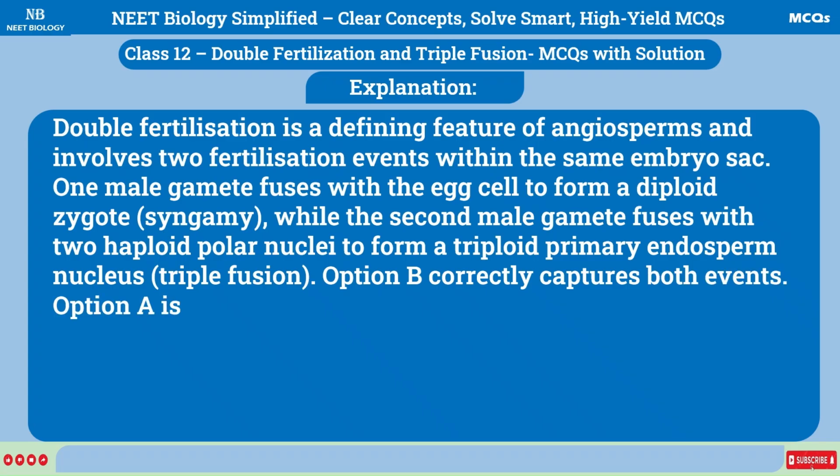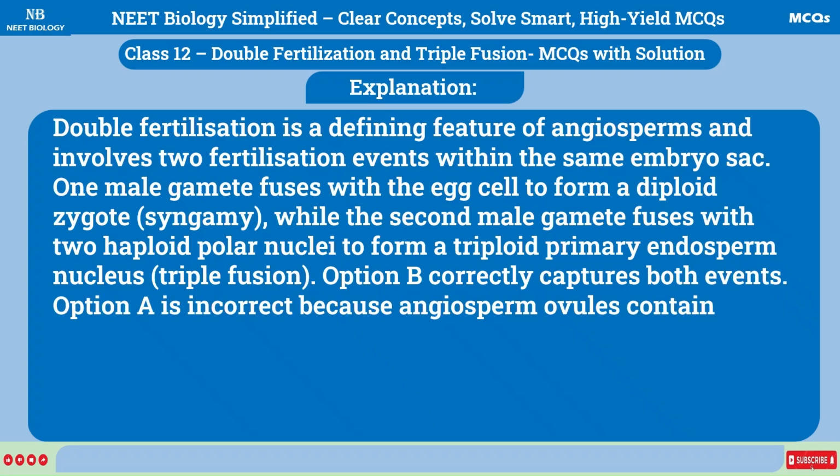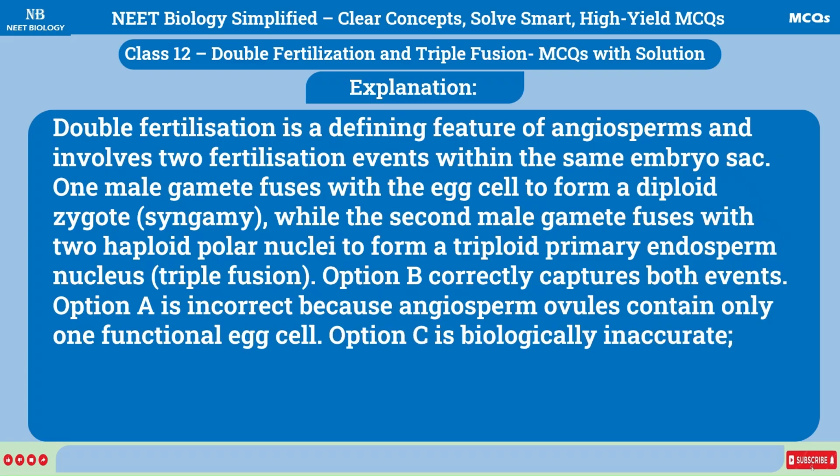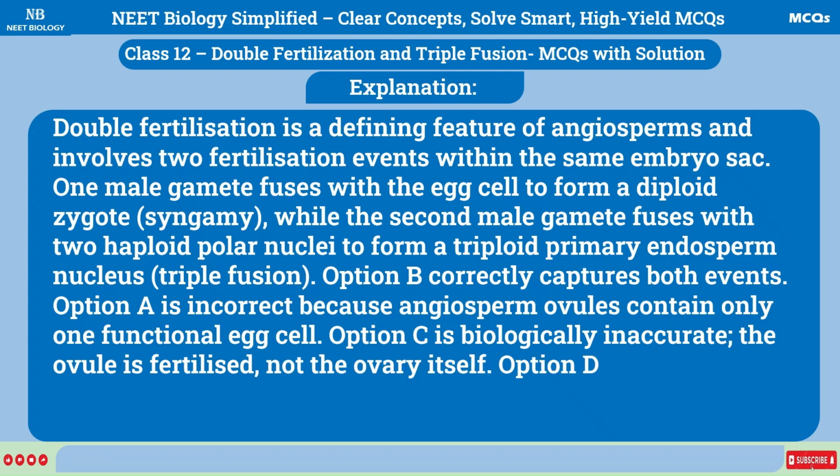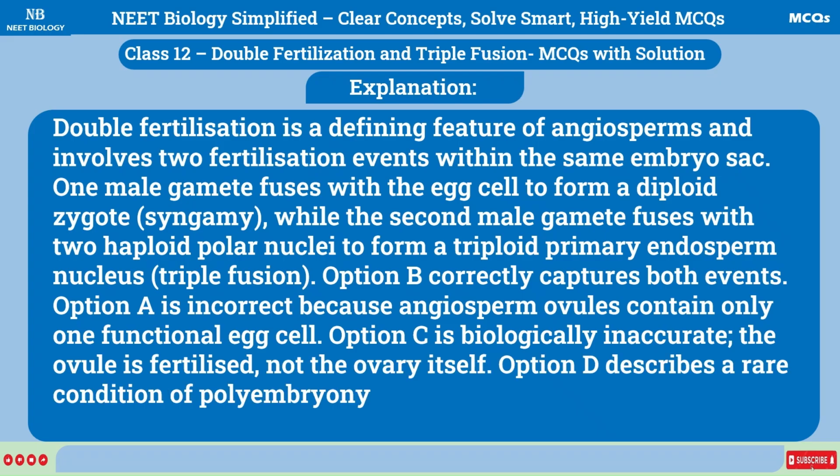Option A is incorrect because angiosperm ovules contain only one functional egg cell. Option C is biologically inaccurate. The ovule is fertilized, not the ovary itself. Option D describes a rare condition of polyembryony, which is not related to double fertilization.